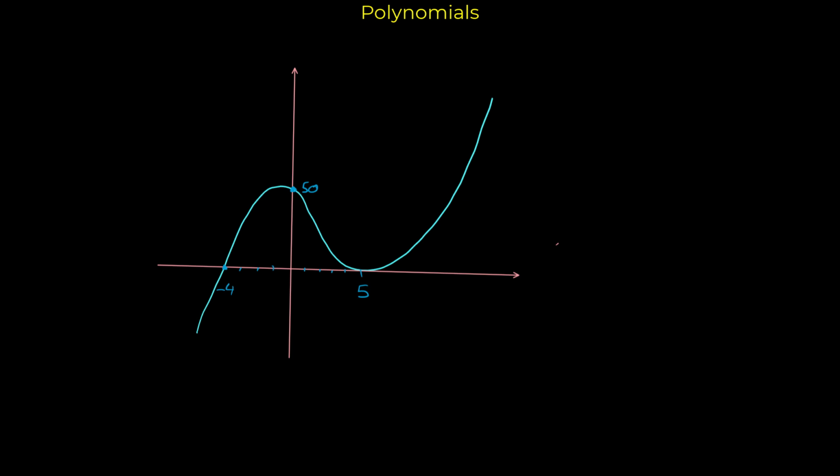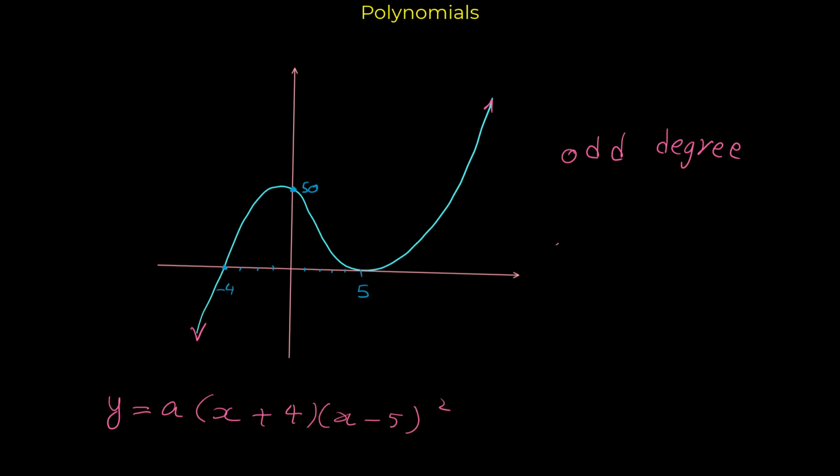Why is it not of degree 2? Because attention, if it was degree 2 or 4 or 6, then the 2 ends are going the same direction, but here the 2 ends are going opposite directions, one end down, the other end up. So definitely this is odd degree. Immediately we say y equals a times (x plus 4) times (x minus 5) to the 2. Based on the roots, we know that the equation should be like this.